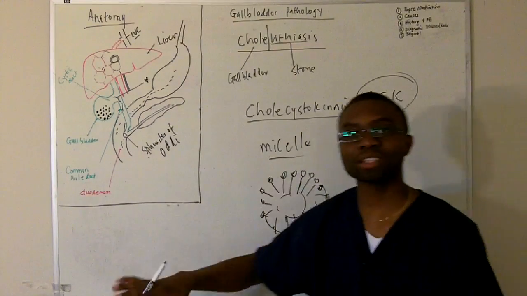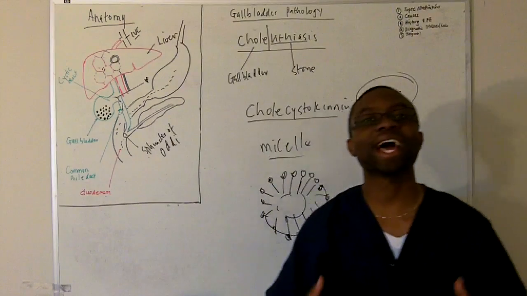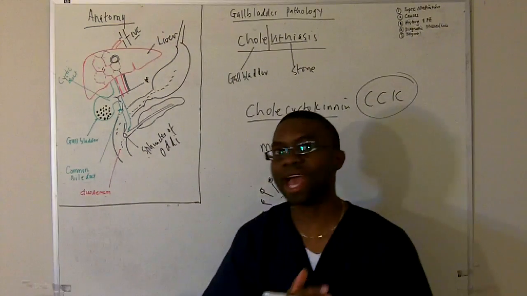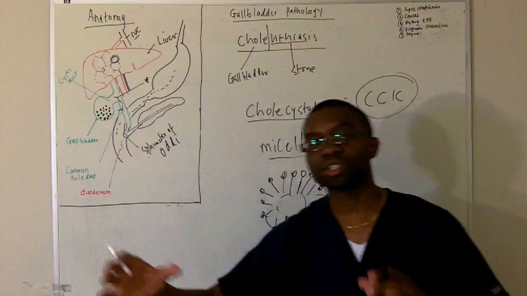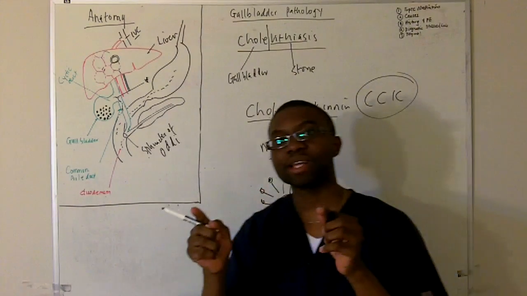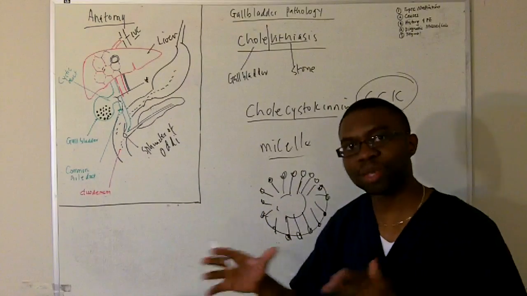It goes into your duodenum, goes to your jejunum, and then lipases can act on them, breaking long chain fatty acids into what? Glycerol and shorter chain fatty acids, right? But that's just basic physiology.